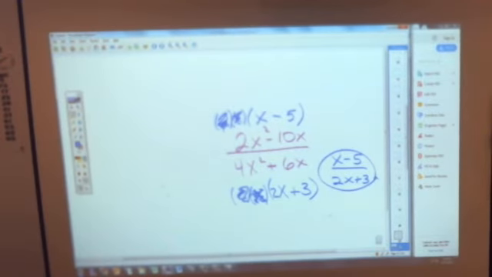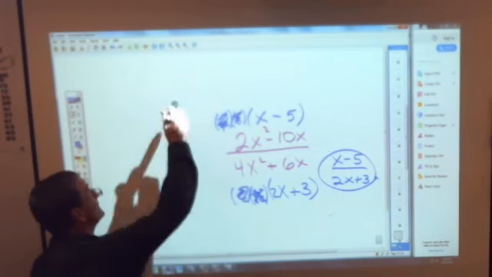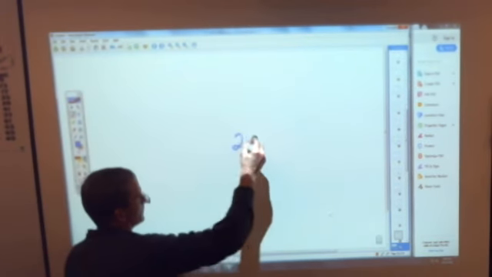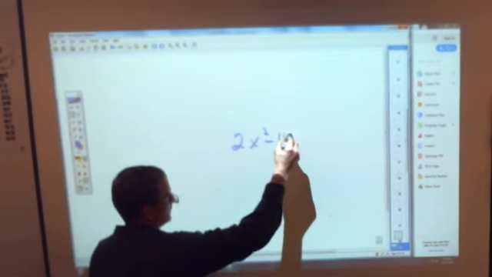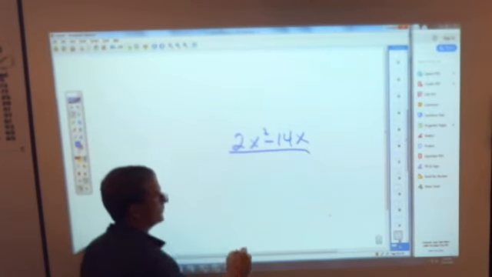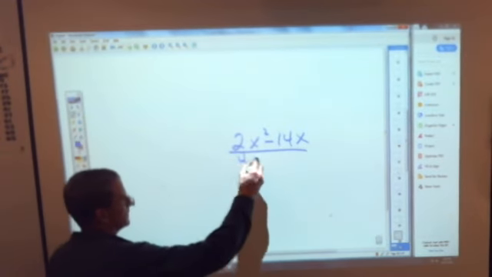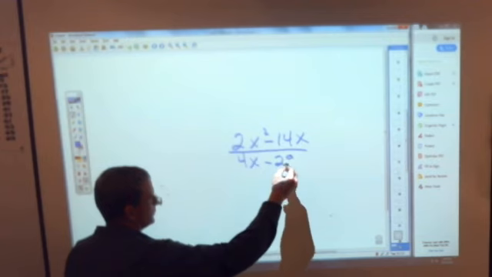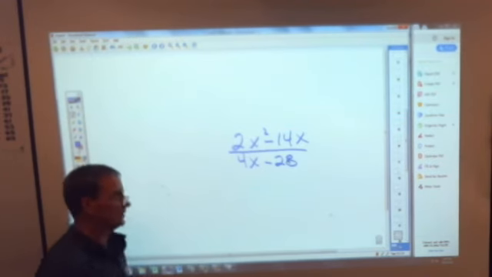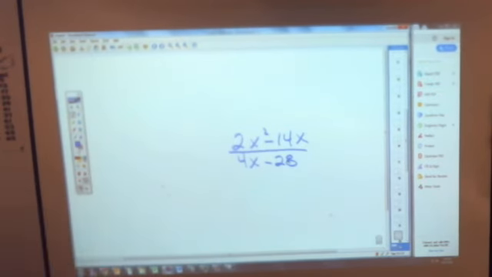How about one more, you ask? One more. 2x squared minus 14x all over 4x minus 28. I will give you 2 seconds to see if you can factor that into something. Can you reduce that fraction to do anything with it?